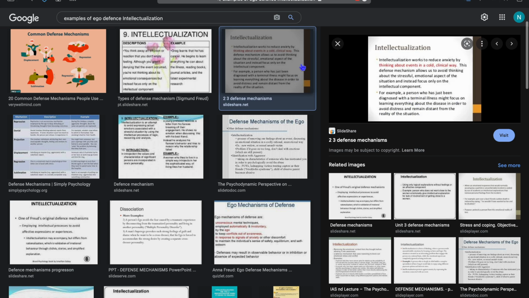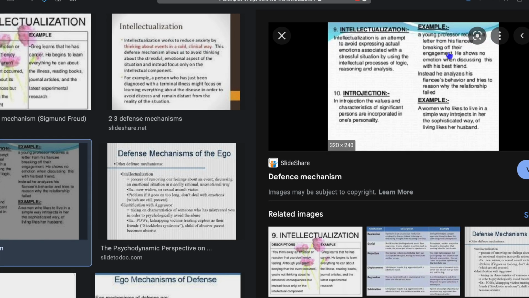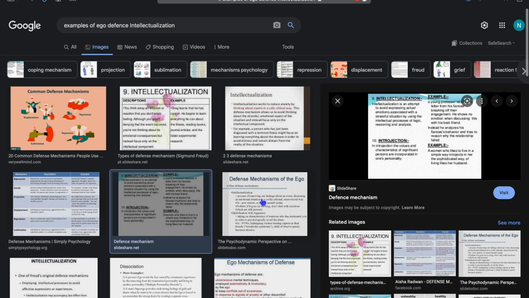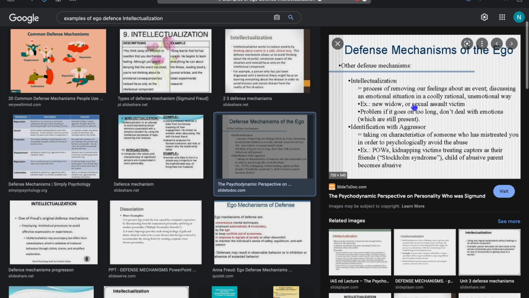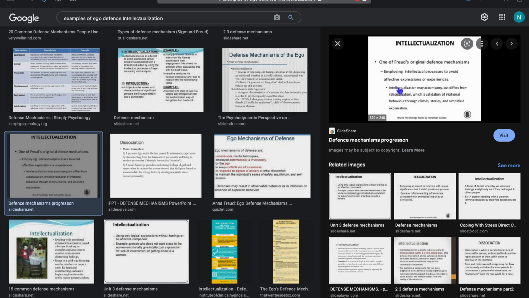That's the same kind of example. Okay. A young professor receives a letter from his fiancée breaking off their engagement. He shows no emotion when discussing this with his best friend. Instead, he analyzes his fiancée's behavior and tries to reason why the relationship failed. A new widow or sexual assault victim is a similar case. It's a problem if it goes on too long, because they don't deal with emotions. That's dissociation. Intellectualization may accompany but differs from rationalization, which is validation.